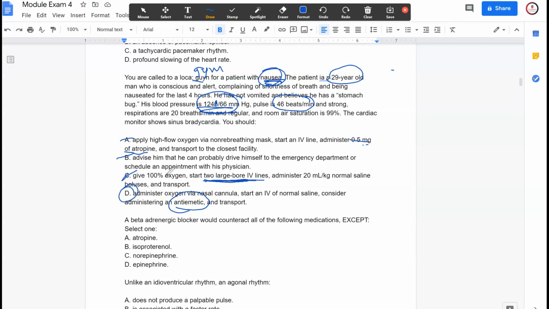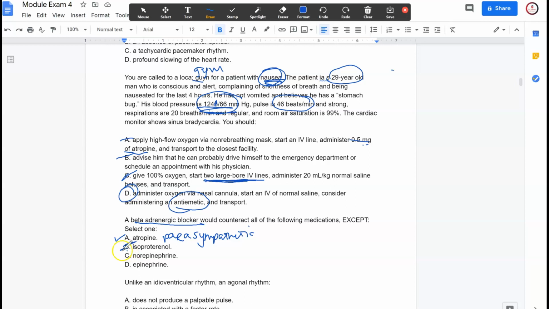A beta-adrenergic blocker would counteract all the following medications except which one? Okay. So we have isoproterenol, right? That stimulates your beta, so that would not work there. Norepinephrine or atropine, right? Atropine usually goes through the parasympathetic pathways, not the sympathetic pathways. So, okay, maybe.